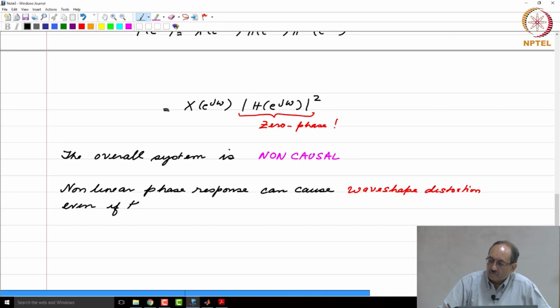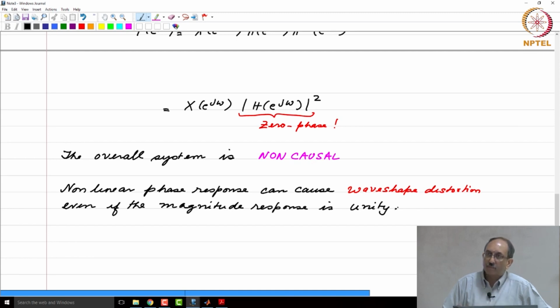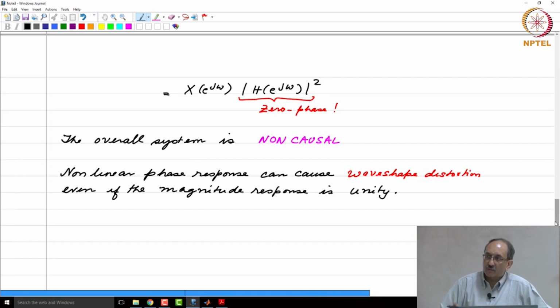even if the magnitude response is unity. So, it is not just the magnitude response being unity that is enough for you to not cause distortion. The individual components will go through without any amplitude change, because the magnitude response is unity, but the phase response being nonlinear can cause wave shape distortion, which is something that you do not want.